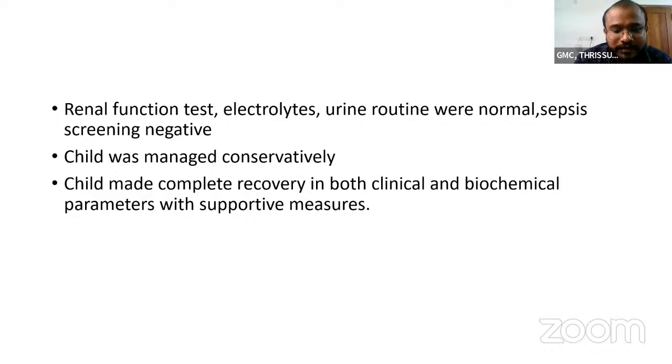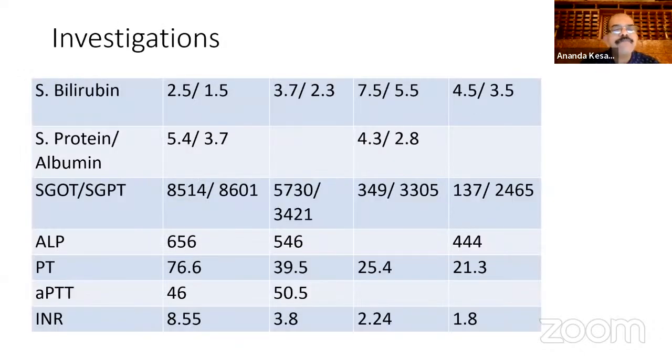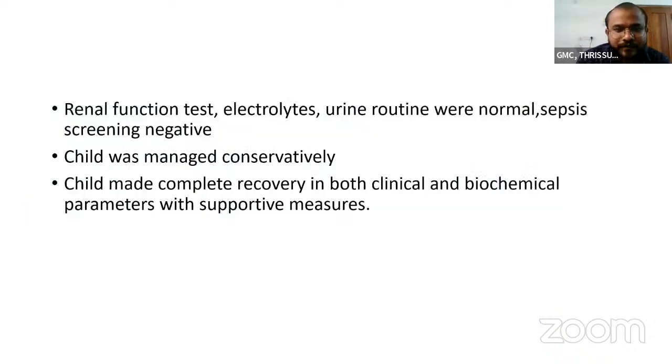I'm going to go back to the investigations part. So we are getting very high SGOT, SGPT, also raised bilirubin, and the PT, APTT also prolonged. So all features of liver failure, isn't it? Yes. Okay. Next.